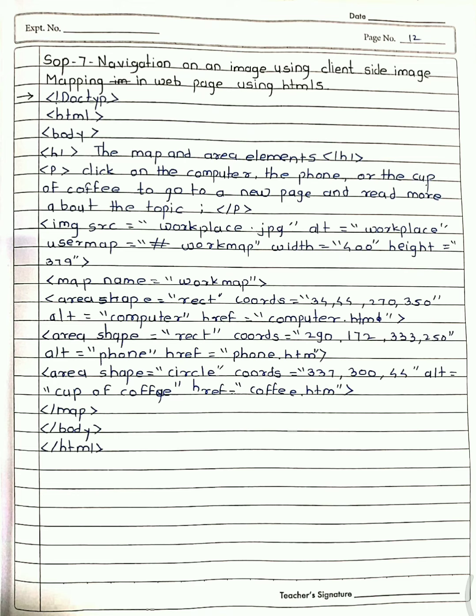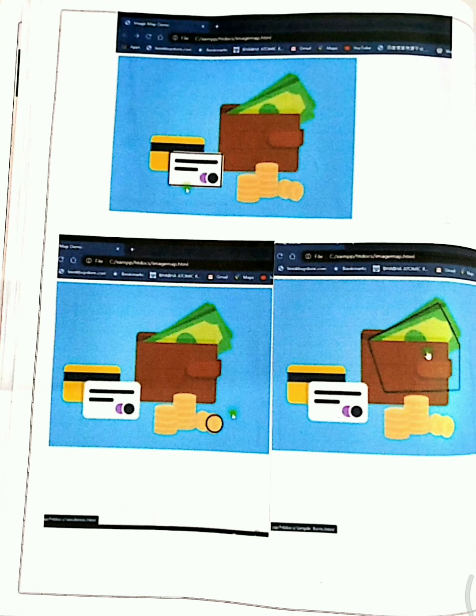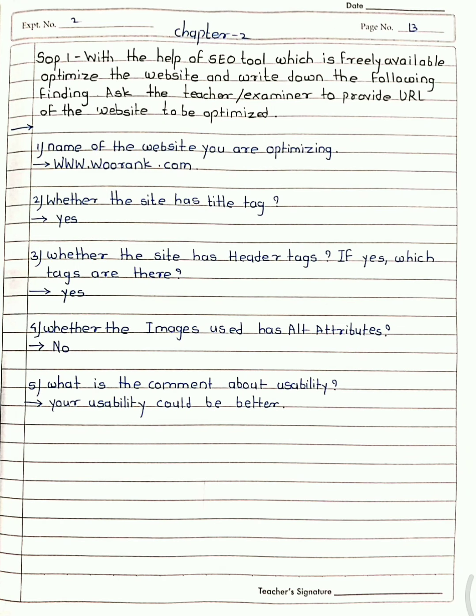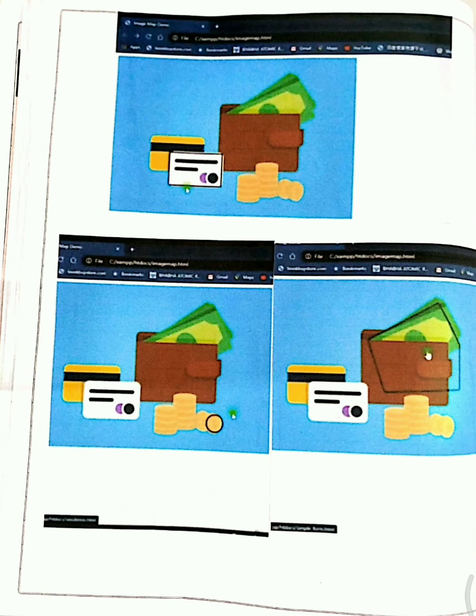After that, the final program is based on client-side image mapping. This is a navigation of an image using client-side image mapping in your web page using HTML5. This is how the output appears. You can see different shapes have been taken, like a circle, a triangle, then a polygon. Such image mapping can be seen in this program. So this is all about chapter number 1 SOPs.